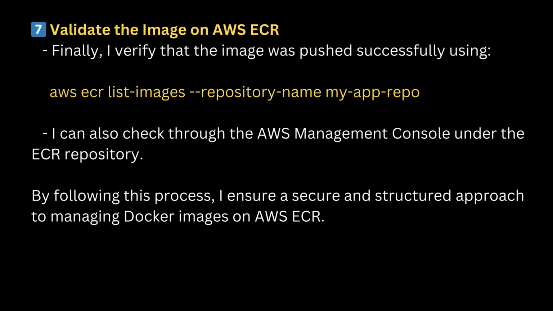Validate the image on AWS ECR. Finally, I verify that the image was pushed successfully using aws ecr list-images --repository-name my-app-repo. I can also check through the AWS Management Console under the ECR repository. By following this process, I ensure a secure and structured approach to managing Docker images on AWS ECR.